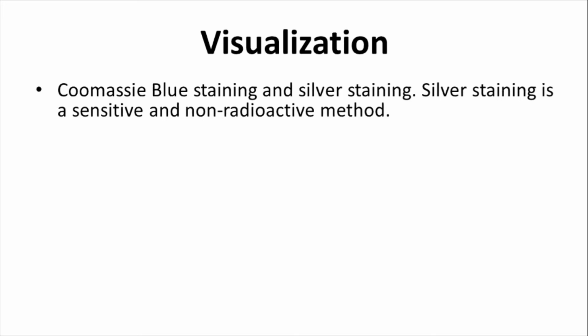So this visualization, the staining, is more important. Please listen. Two important stains are effectively used: one is Coomassie blue staining, one is silver staining. Silver staining is more sensitive than Coomassie blue staining. Similarly, some other staining procedures are there, called the radioactive method, but we are not using this radioactive method. Instead, we are using silver staining, which is very suitable for identifying small-sized proteins.